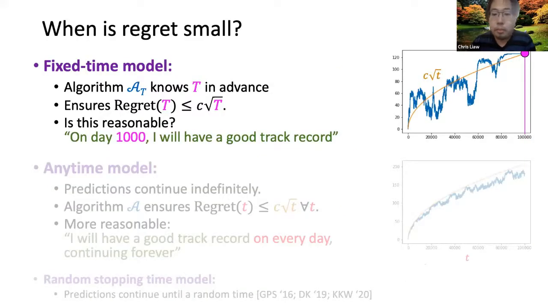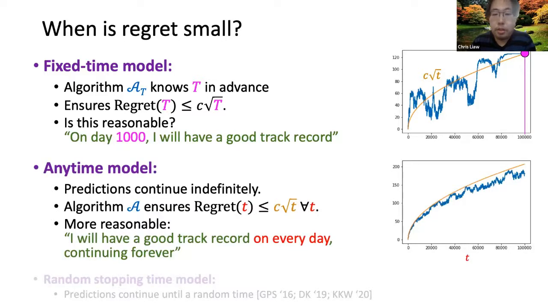Okay, so the expert problem has a number of different models. One classical model is a fixed time model, where we assume that the algorithm is provided with a time horizon t in advance, and its goal is to minimize the regret only at that time. Mathematically, we want to ensure that the regret at time t is at most c times square root t, where we're trying to make the constant c as small as possible. And you could ask whether this model is reasonable. It is really saying that the algorithm will only have a good track record at one point in time.